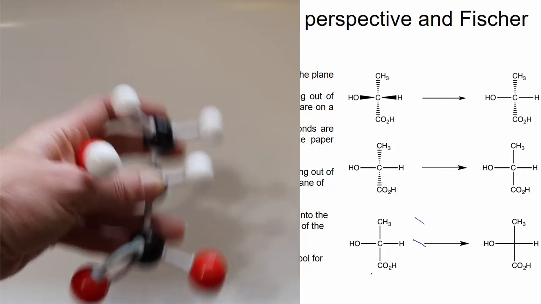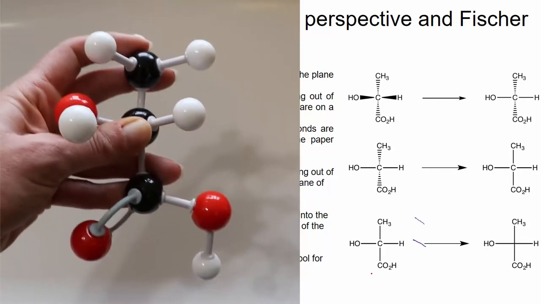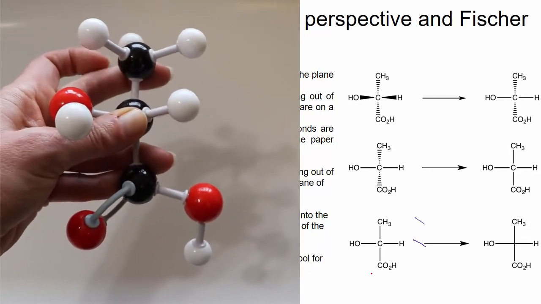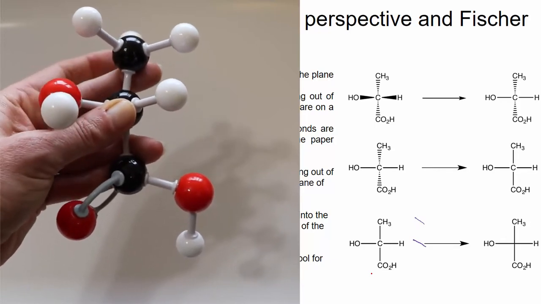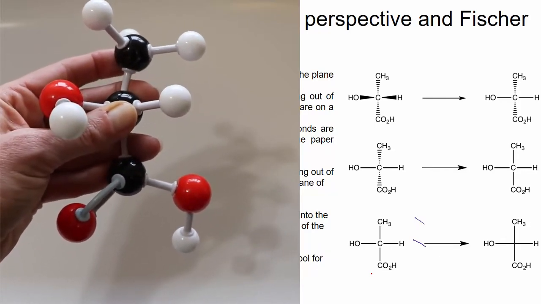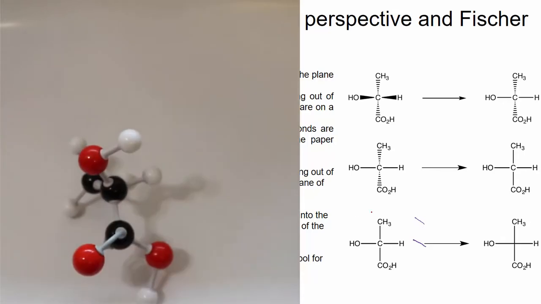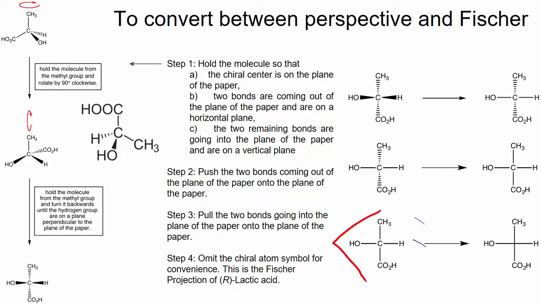So you see my carboxylic acid group is on the bottom. My methyl group is on the top. My OH is over here on the left. And my hydrogen is on the right. So on paper, it looks like this. Now notice that I have the same groups as on the perspective formula. And I would assign them the same priorities. OH is number 1, H is number 4.